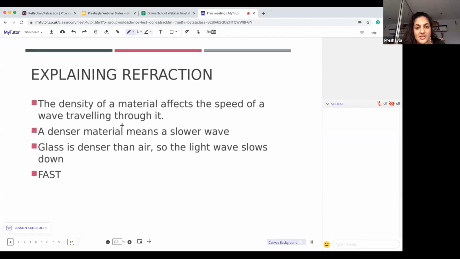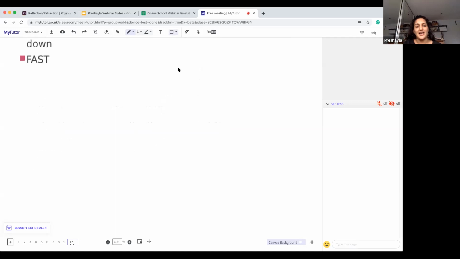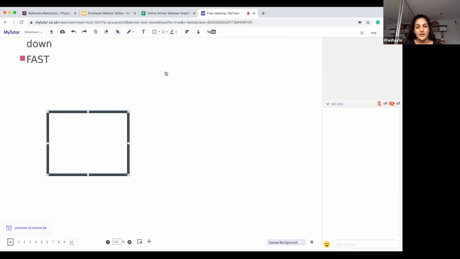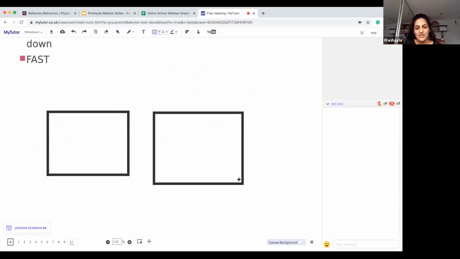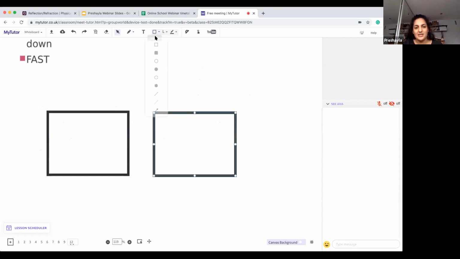Well, what we first need to think about is the density of the two materials that we're dealing with. So we already know that we're dealing with two transparent materials. It might be air and glass, might be air and water, might be water and glass. We need to think about the density, and to do this we need to think about solids, liquids and gases. So as we know, we have our three states of matter: solids, liquids and gases.